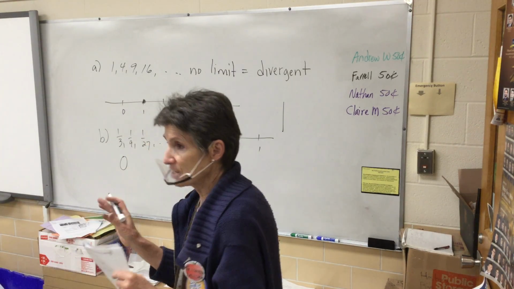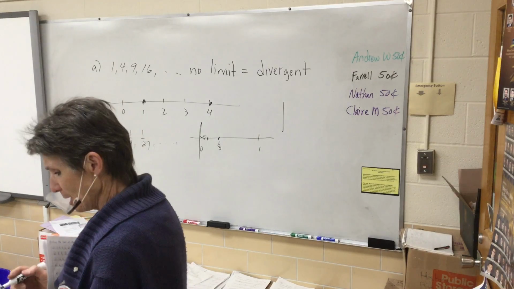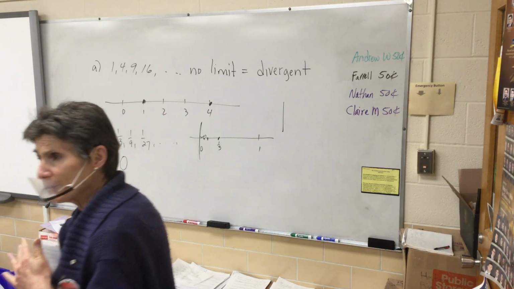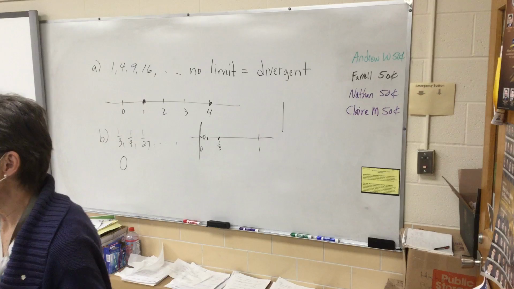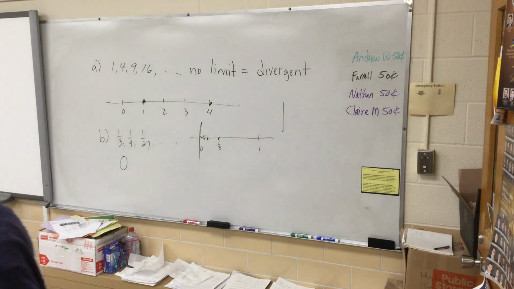Now, think about the next one. You don't have to plot them on a number line if you don't want to. Think about it. Aren't these going back and forth, positive, negative? So the first one is -2. And then the next one is 4. And the next one's -8. They're flipping back and forth, but every time they flip, what do they do? Move farther apart. No limit.